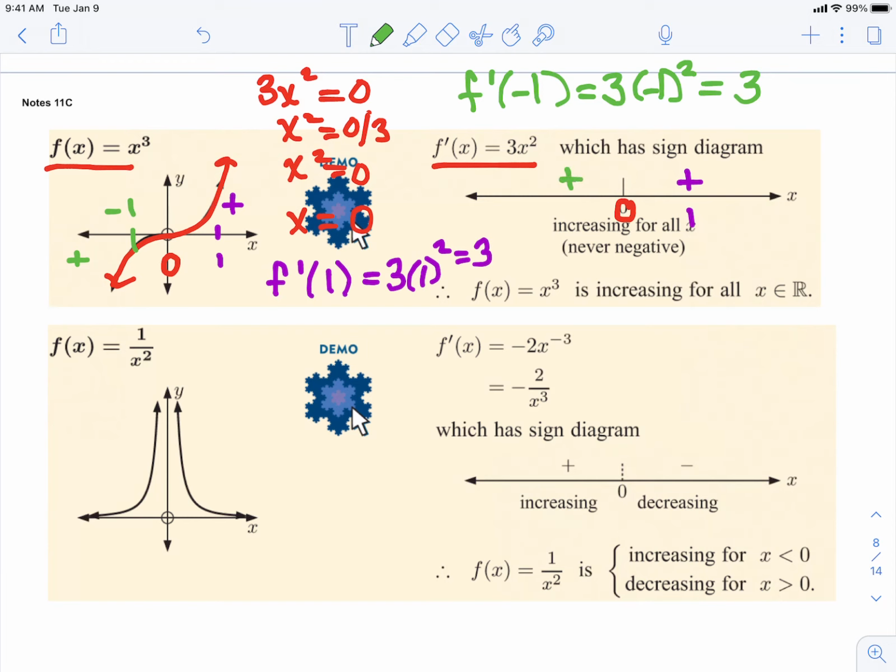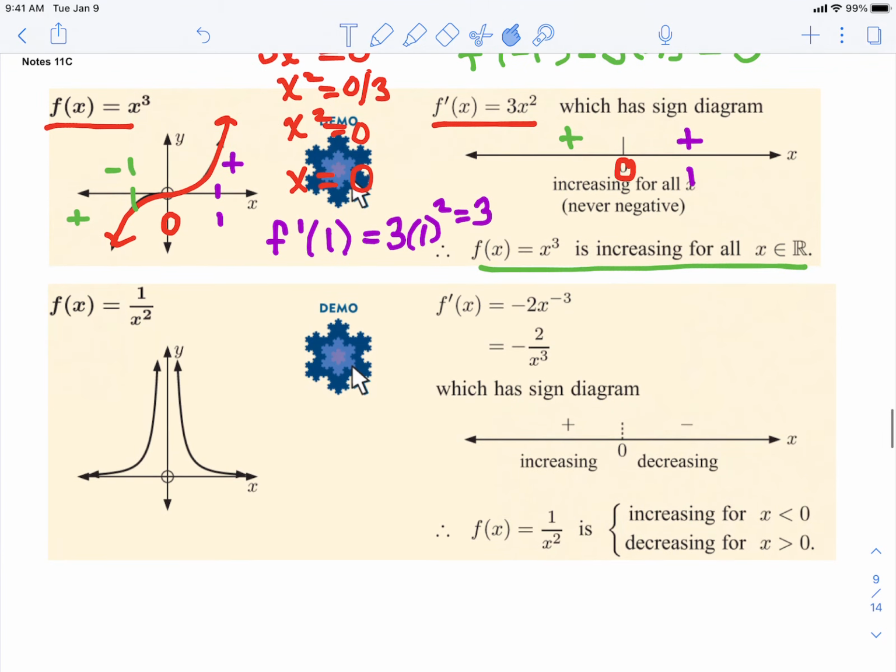So what does that mean for our function? It is increasing over the entire x values, all real numbers. You can look at this next example if you'd like.